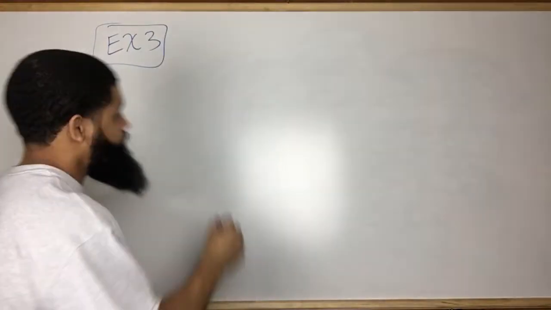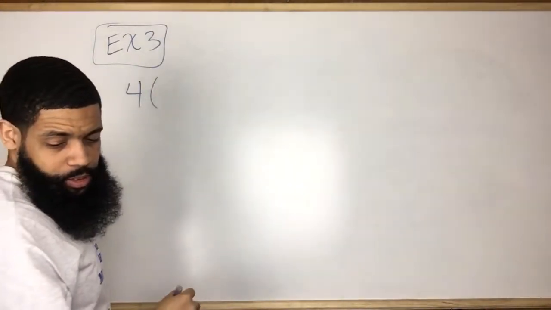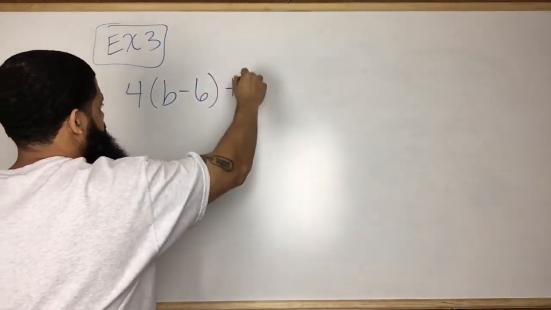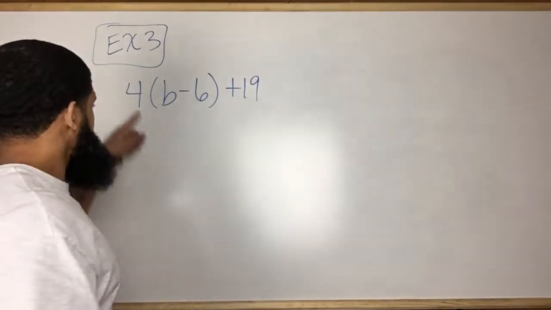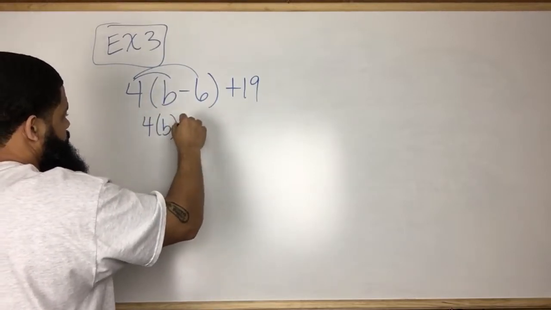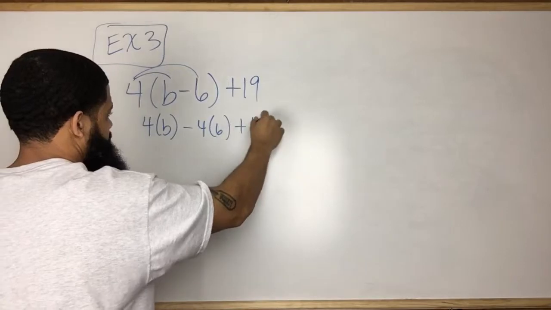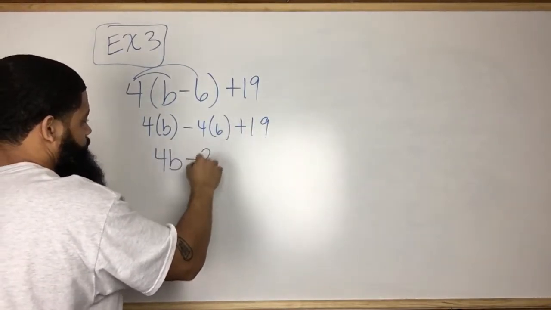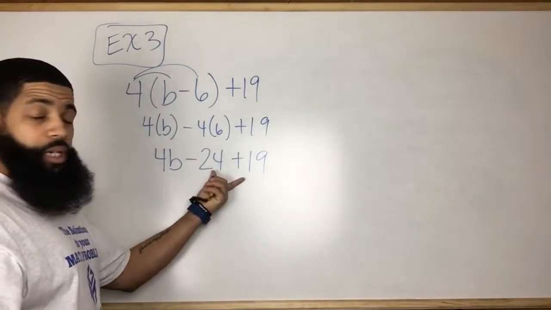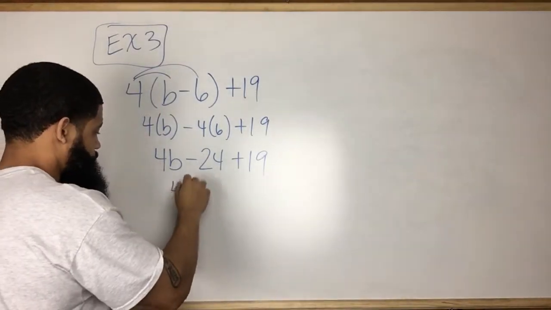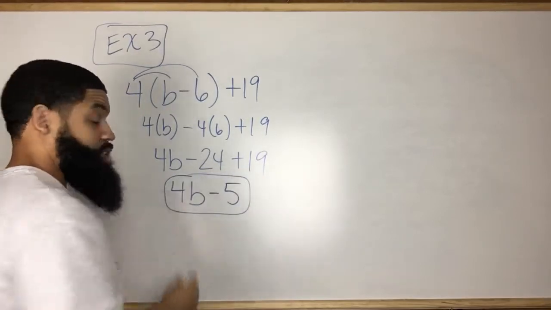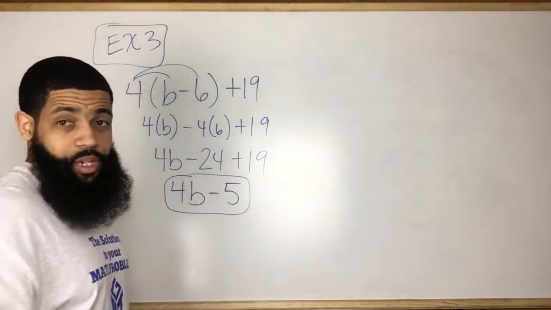Example 3, we have 4 times the quantity of b minus 6 and then plus 19. Okay? So as you can see, we need to distribute the 4. So we have 4 times b minus 4 times 6 and then plus 19. That gives you just 4b minus 24 plus 19. Notice these are like terms right here. So negative 24 plus 19. So we bring down our 4b, and that is minus 5. And that is all we can do with that. 4b and 5 are not like terms.